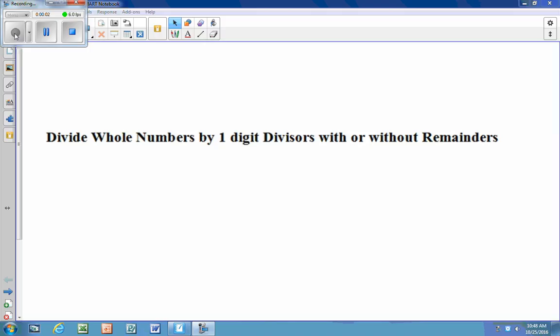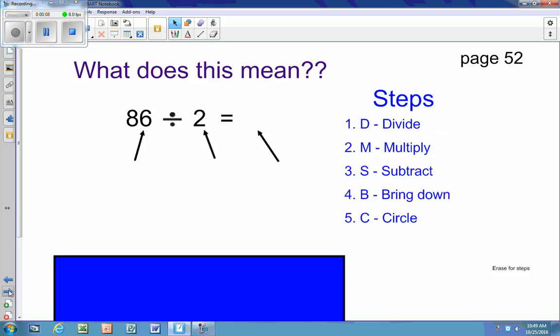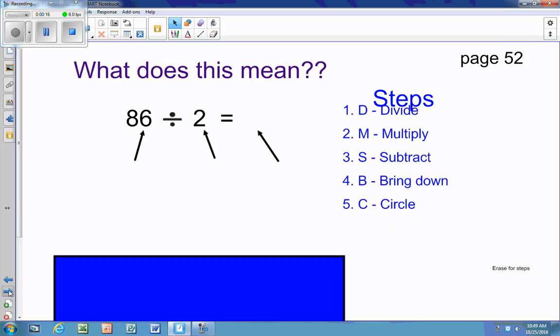This is Module 1, dividing whole numbers by one-digit divisors. Sometimes they'll have remainders, sometimes they will not. So first we're going to start talking about whenever you have your paper, you should write DMSBC on your paper.